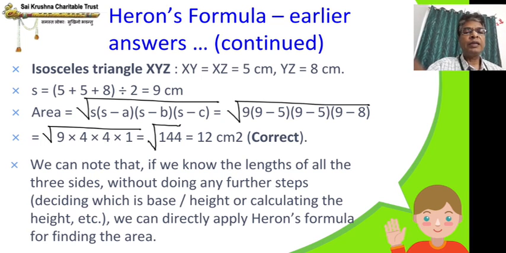Straight away we can apply Heron's formula for finding the area. We need only the length of three sides for using Heron's formula. That's how this is extensively used. Always we will know the three sides of any triangle. With this we will be able to find the area of the triangle. Go to the next page.